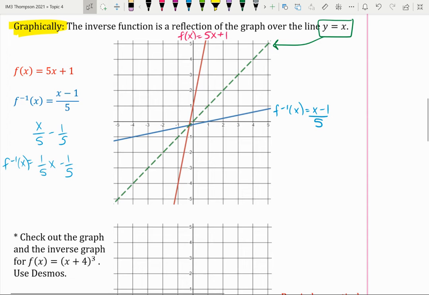So imagine this, and you can do this with your actual paper. I can't do it with the projector board or the screen, but that green line is what it's reflected about. So if I were to take my paper and I were to fold it on that green line, the red function and the blue function would line up perfectly. When that happens, they are inverses. All right. We'll talk about restricting later, but graphically, that's what it looks like when I have 2 inverses. They would be on top of each other when I fold the paper from top right corner to bottom left corner, which is the line y equals x.